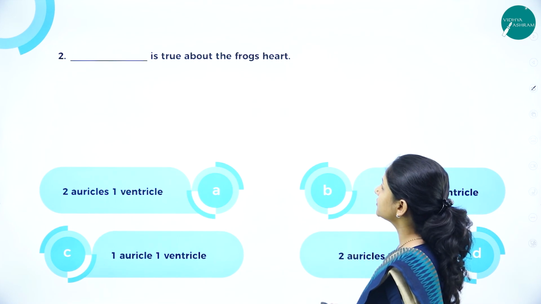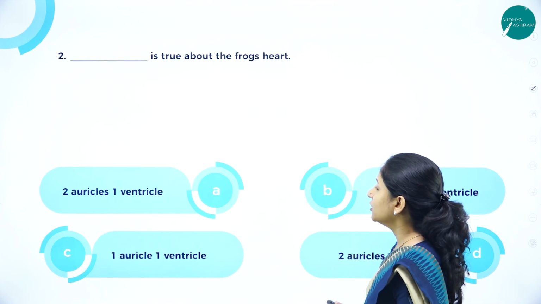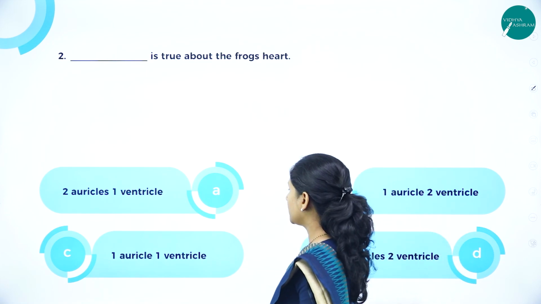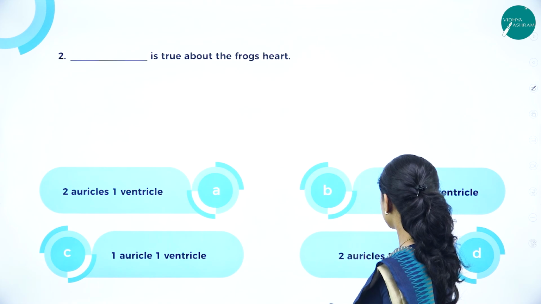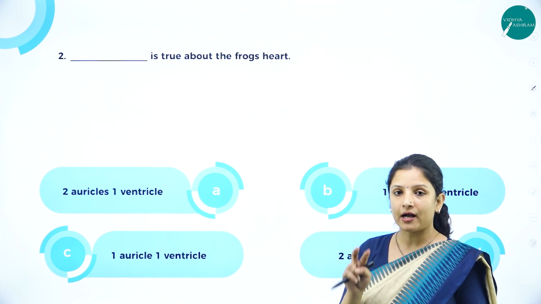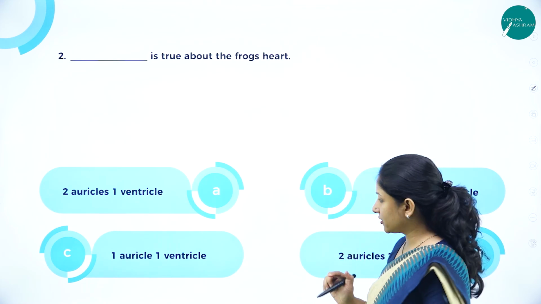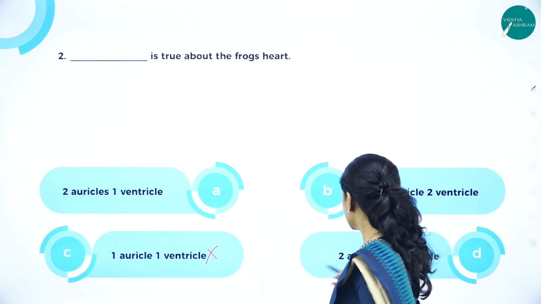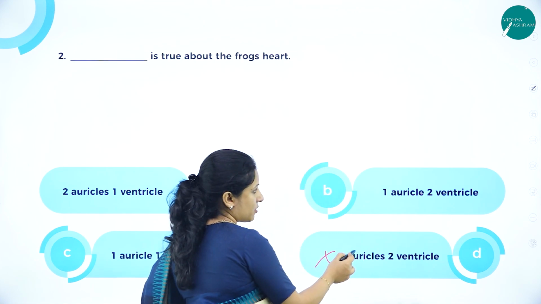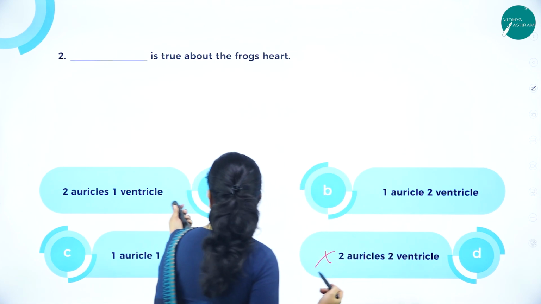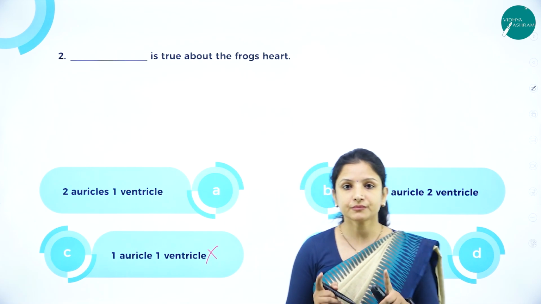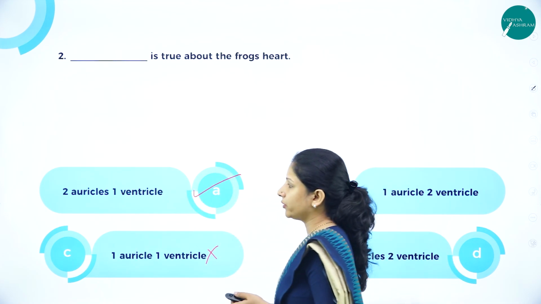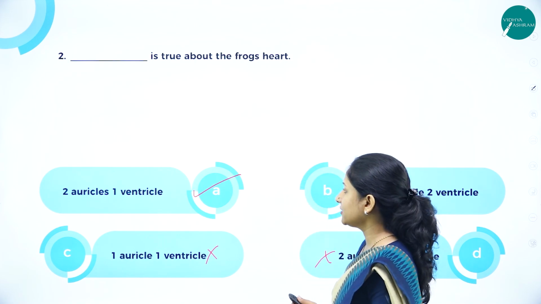Next question. Dash is true about the frog's heart. 2 auricles, 1 ventricle; 1 auricle, 2 ventricles; 1 auricle, 1 ventricle; 2 auricles, 2 ventricles. We know that the heart of frog is 3 chambered, right? So we can remove this option because it is a 2 chambered heart, and this also because it is a 4 chambered heart. Now we have to check between option A and option B. The frog has 2 auricles and 1 ventricle. Option A is the right answer here.